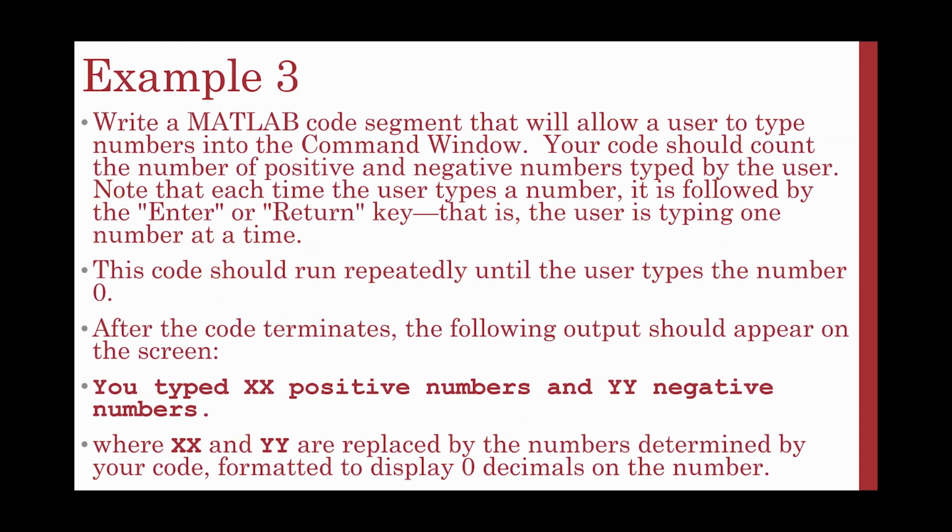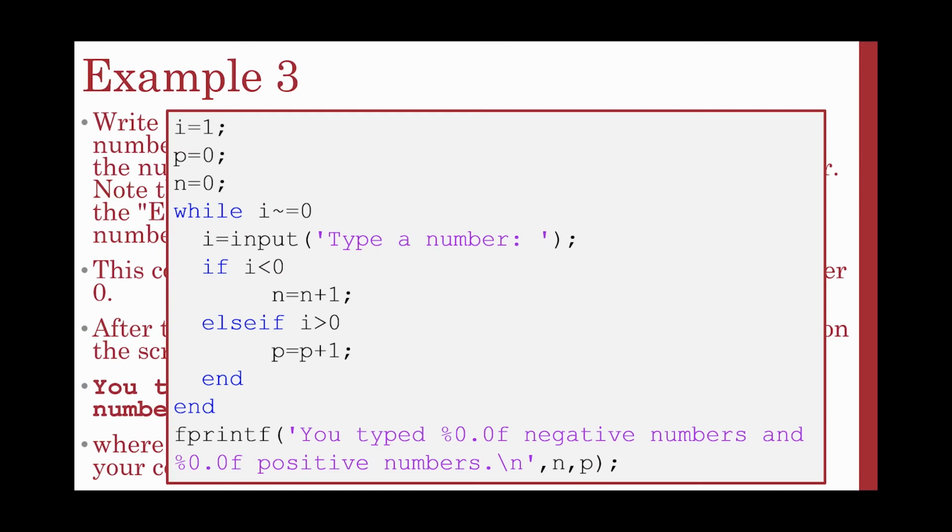Here we want to write a MATLAB code segment that will allow the user to type numbers into the command window. Your code should count the number of positive and negative numbers typed by the user. Note that each time the user types a number, it's followed by the enter or return key. That is, the user is typing 1 number at a time. The code should run repeatedly until the user enters the number 0. After the code terminates, the following output should appear: you have typed XX positive numbers and YY negative numbers, where X and Y are replaced by the number of times a positive or negative number was input. So what might this look like?